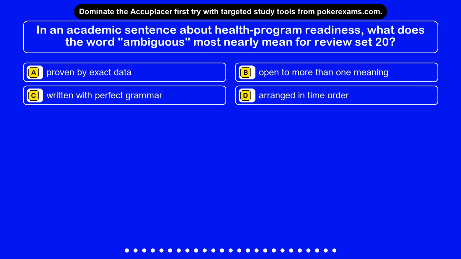Question 15. In an academic sentence about health program readiness, what does the word ambiguous most nearly mean for review set 20? Option A. Proven by exact data. Option B. Open to more than one meaning. Option C. Written with perfect grammar. Option D. Arranged in time order.